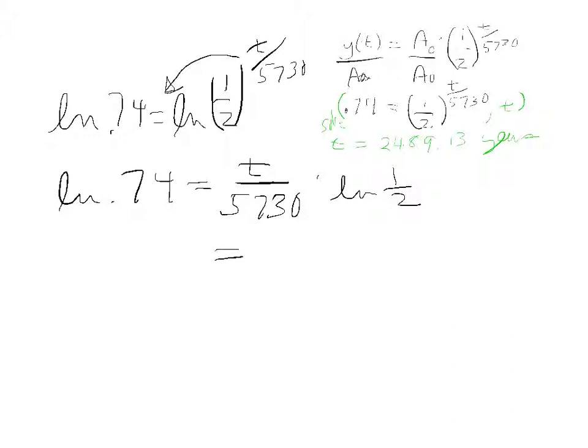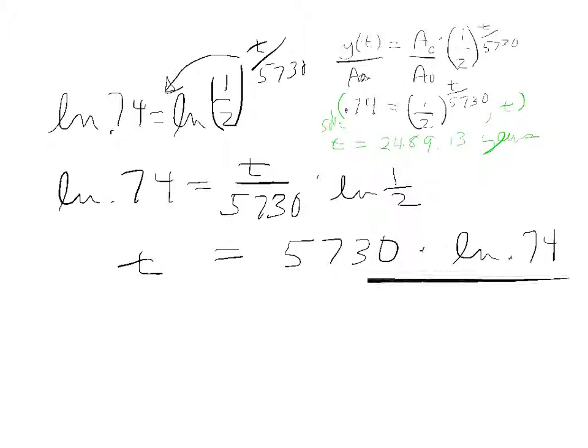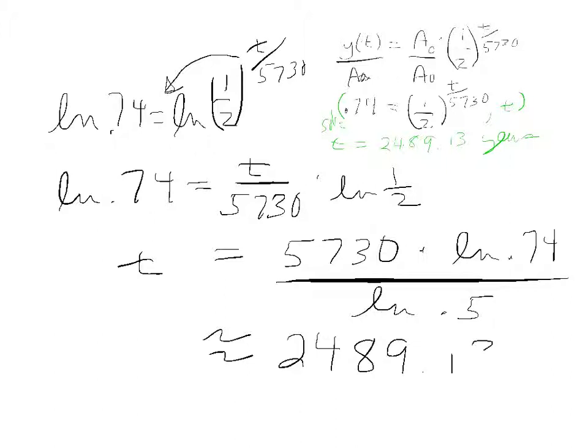So t is 5,730 times the natural log of 0.74, all over the natural log of 0.5. And you can go to the calculator there, put that in, and again you'll get 2,489.13 years. That's how old the thing is when 74% is left.